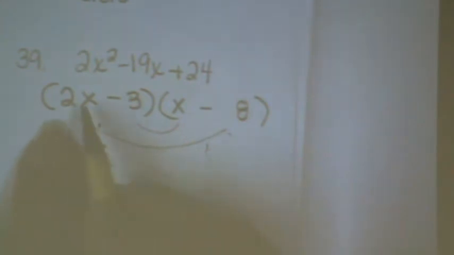How about 8 and 3? Let's try 8 and 3. 8 and 3 give us 24. So let's try 8 and 3 here. And this looks like it's going to work because this is going to give us negative 16 minus 3 is negative 19. So that's the work. That's the right answer for 39.